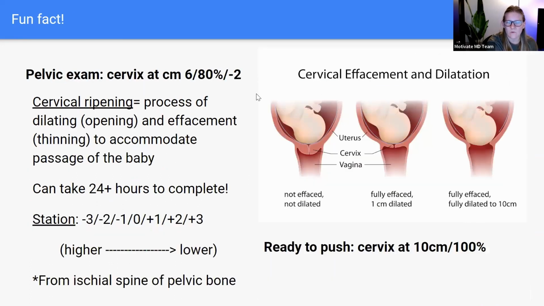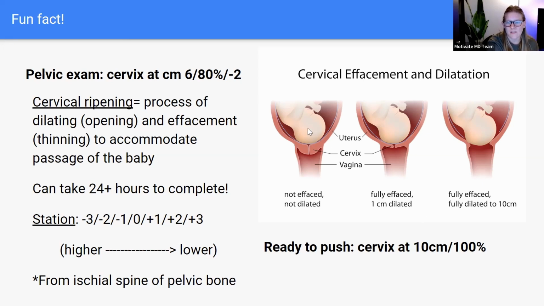And then, like we said before, for the pelvic exam, this was probably the most important part of our physical exam. We saw that her cervix was at 6 centimeters dilated and 80% effaced and at a -2 station. This is usually how it's notated. I know it should just be 6 centimeters, not centimeter 6, but this is how it's notated typically. And this is all telling us about the cervical ripening. Cervical ripening is the process of both dilating open and effacement, which is the thinning of the cervix, in order to accommodate the passage of the baby.